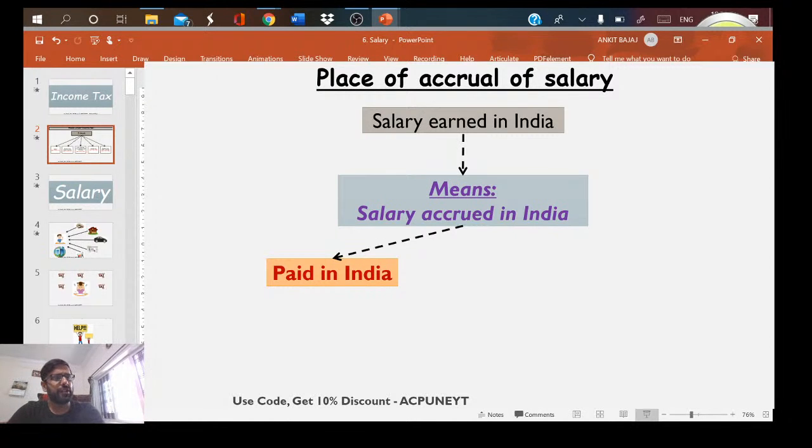Now let's see what you're doing. You are providing your services to an Indian company. Let's suppose this is Reliance company. You are employed in this company. This is Mr. A, who is resident of India, resident and ordinary resident. Is it clear? Mr. A is employed in Reliance company.